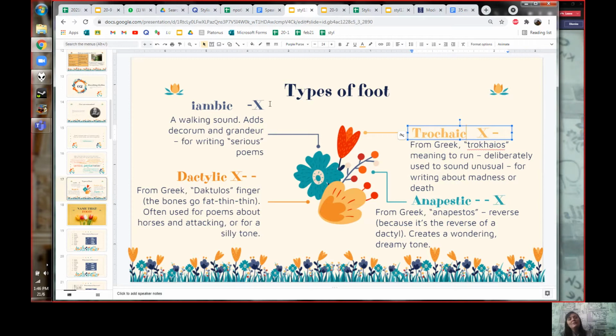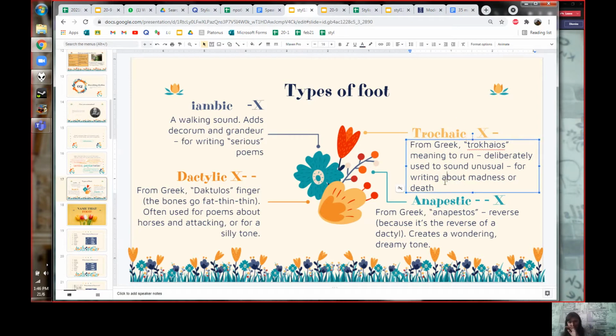So, shall I compare thee to a summer's day? That's iambic. Tiger, tiger, burning brightly. Trochaic, starting with a stressed syllable, sounds much more aggressive, much more scary. We often use trochaic poetry to write about people going mad or people dying.